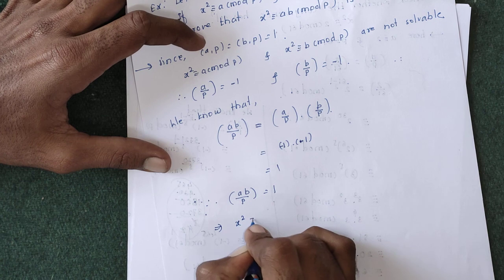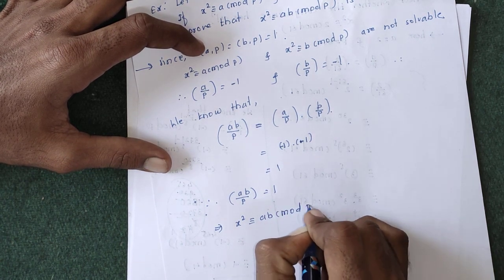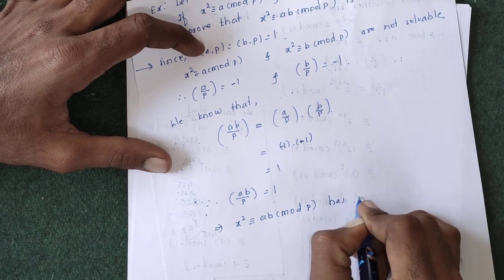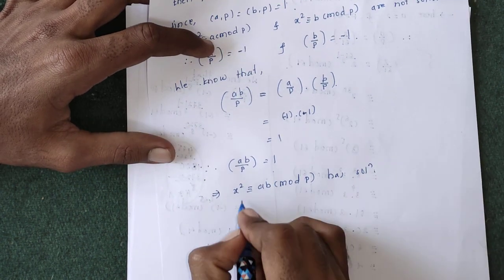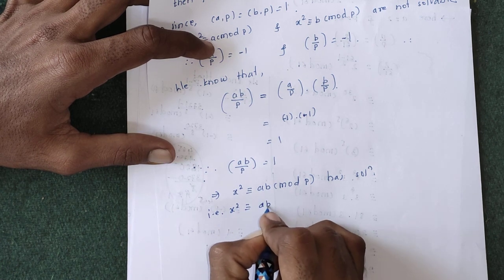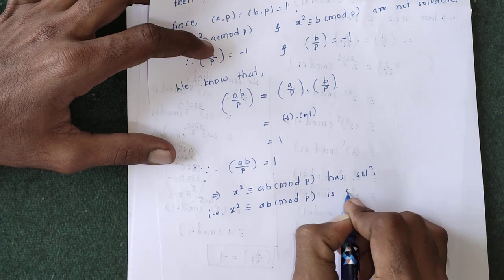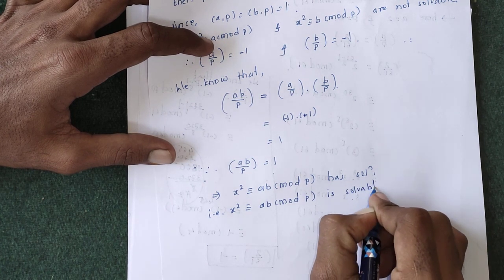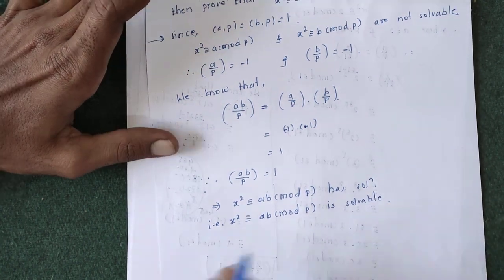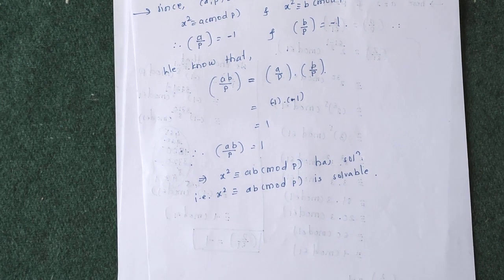This will give us that x square is congruent to AB under modulo P has a solution, or x square is congruent to AB under modulo P is solvable. Hence the solution. This question may be asked for 2 marks in the university examination.